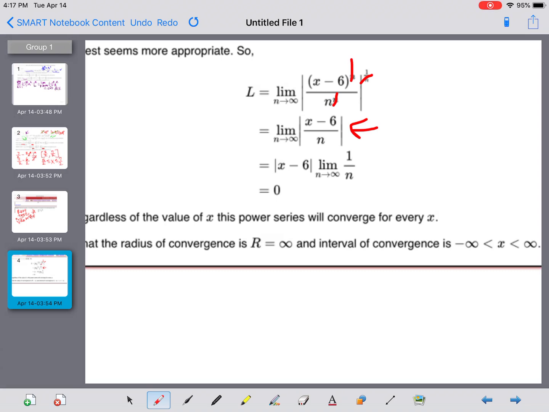Now you can pull the absolute value of x minus 6 out because we're taking the limit as n approaches positive infinity. So when we plug infinity in here for n, well, that's equal to 0, and times our absolute value of x minus 6, our limit is equal to 0.